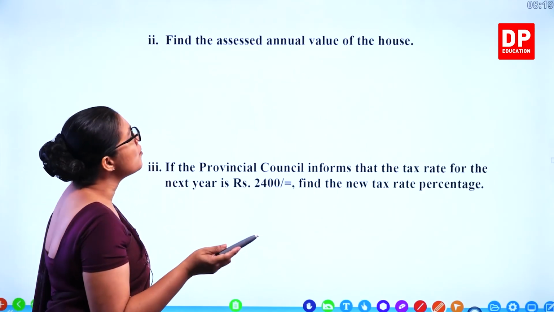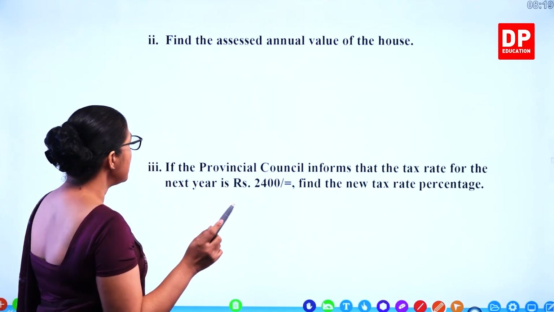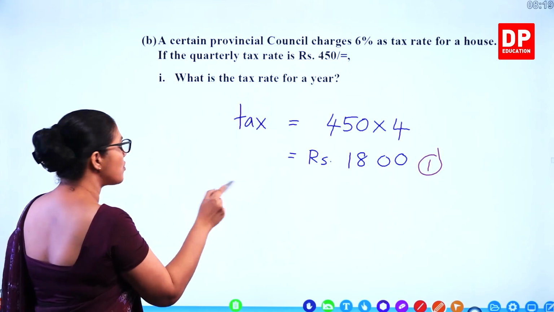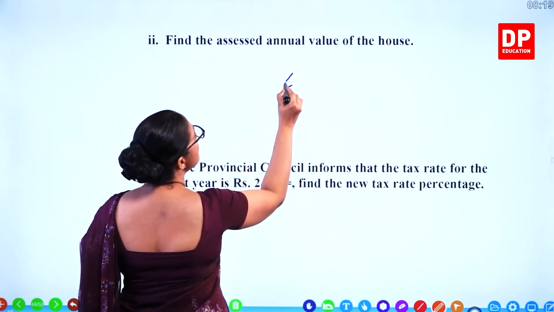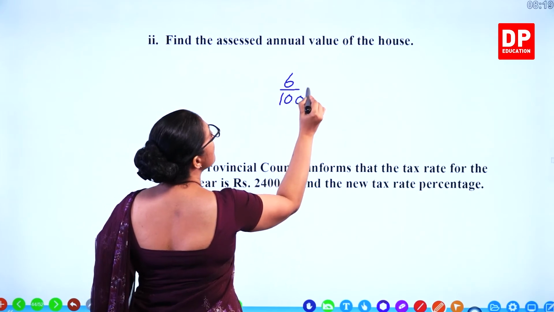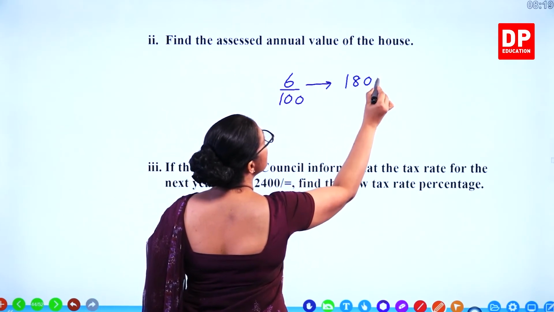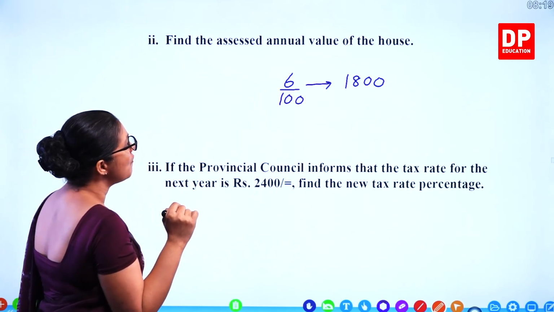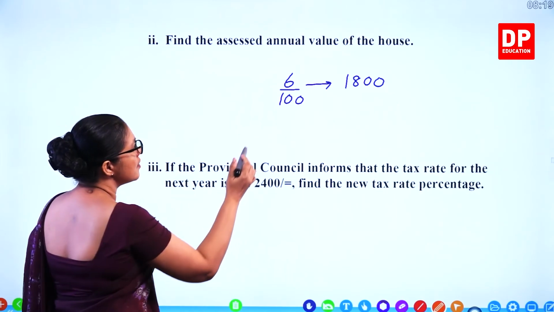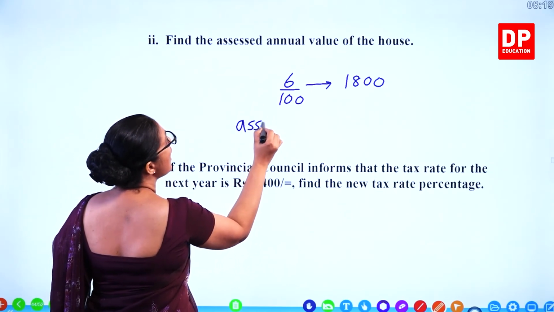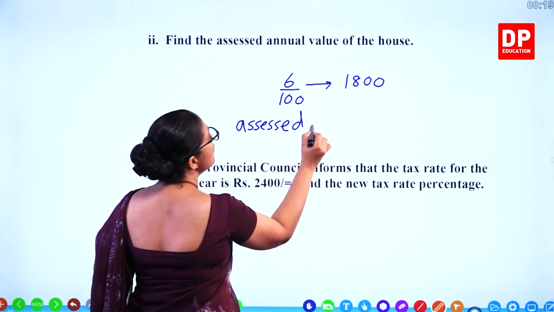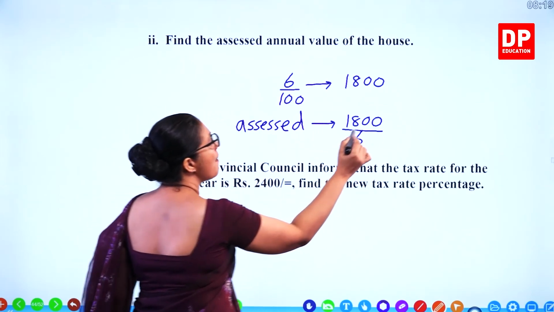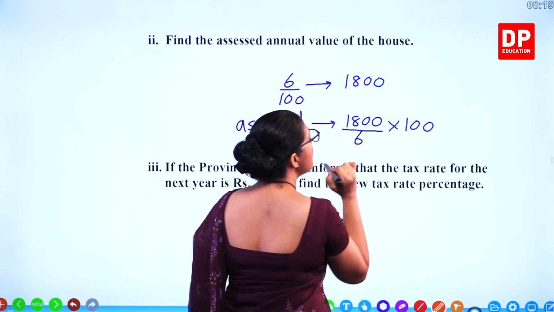Part 2, find the assessed annual value of the house. We know that 6% is the tax rate. 6% means 1,800 rupees. So we need to find out the annual value of the house, the assessed annual value of the house. That means 100 parts. So what you do? You can find the assessed value using 1,800, divide by 6 to get 1 part, multiply by 100 to get 100 parts.